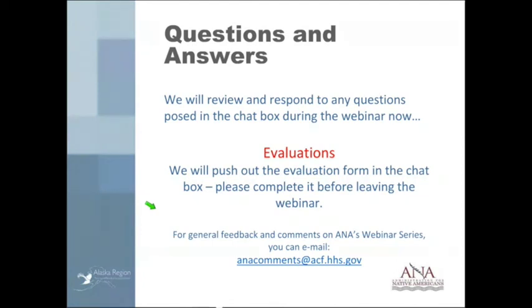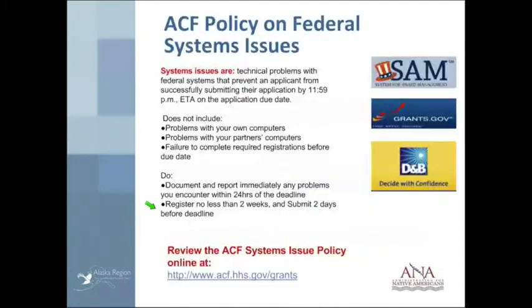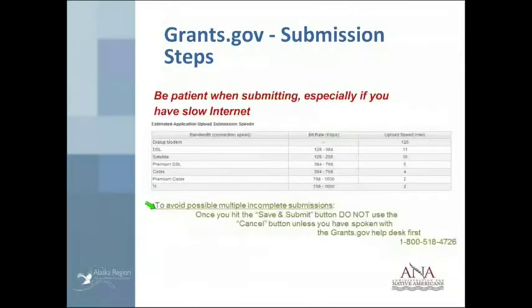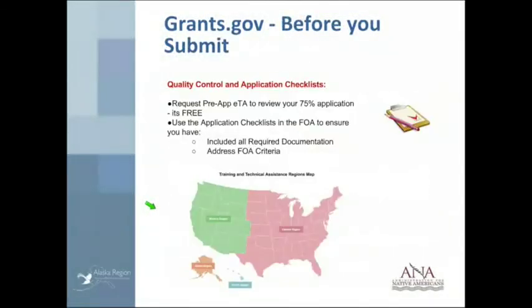Okay, I'm not sure. Let me find the map here. This is the map of the TA centers, and the eastern region is kind of unique because usually it includes the Dakotas, Kansas, Oklahoma, which are not usually considered eastern states. But anyway, they fall within the eastern region.